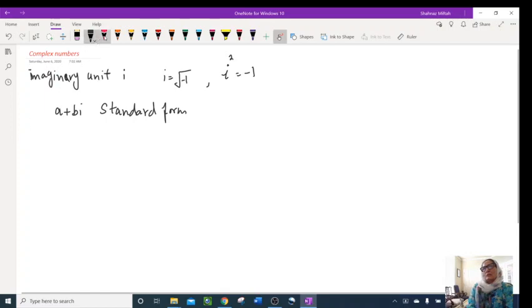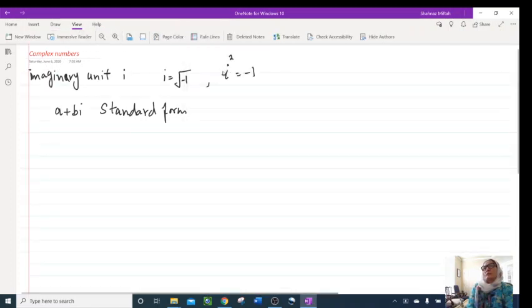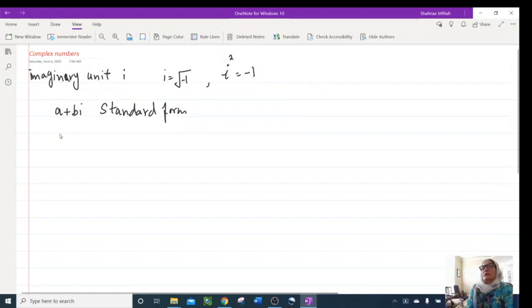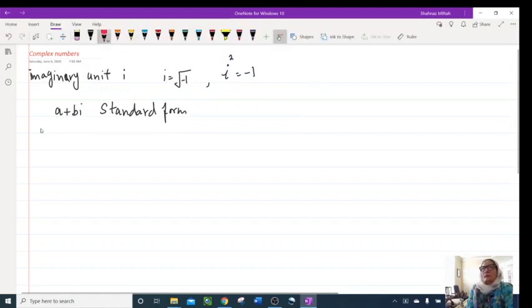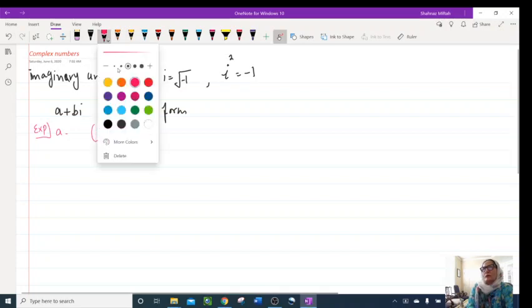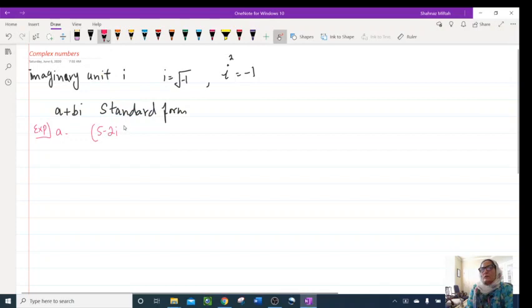So let's do the first example. I like to do the lines, not these ones, the big ones. Okay, now the first example, example A: 5 minus 2i plus parentheses 3 plus 3i. This is not really hard. It's the same thing as when we add and subtract binomials. That's exactly how it's going to go.